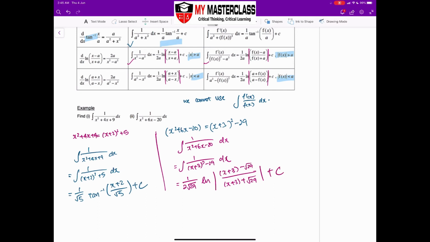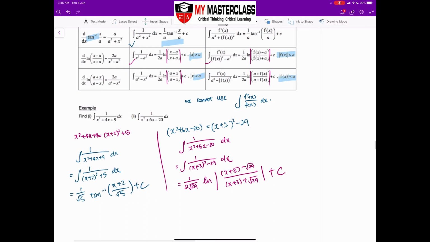A few common mistakes that you have to take note of: a lot of students forget to root it, and another thing is forgetting about the modulus. These are the small things that you need to take note of.